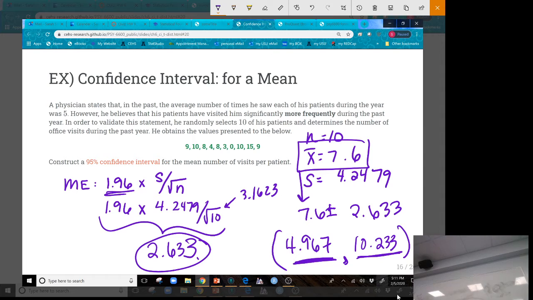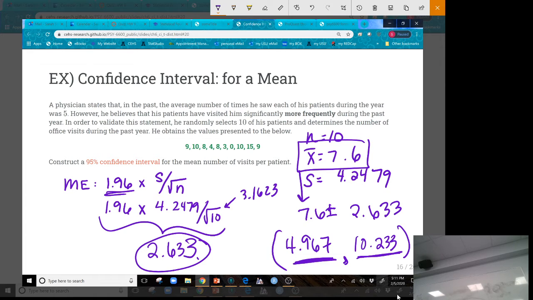How many times do the people in the sample visit the doctor in a year? In the sample, these people visit the doctor 7.6 times. That's more than 5. But is it a little bit more than 5 or is it a lot bigger than 5? Well, we can use a p-value or we can use the confidence interval. Are we sure this is exactly true? No. But we're 95% sure that the true average is somewhere between almost 5 and 10.25.